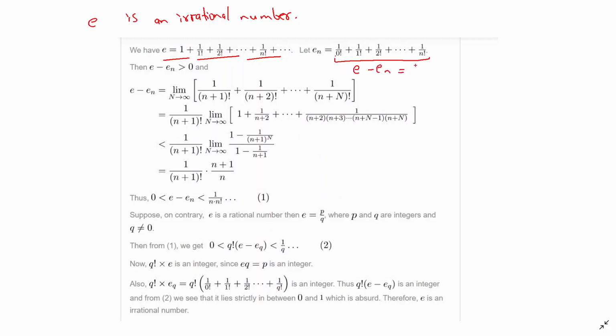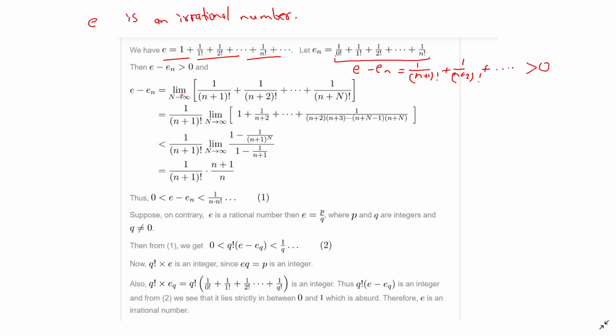e minus En will be 1 upon n plus 1 factorial, plus 1 upon n plus 2 factorial, plus dot dot so on up to infinity. So all the terms in this series are positive, so the sum will be positive. So this is always strictly greater than 0, right?